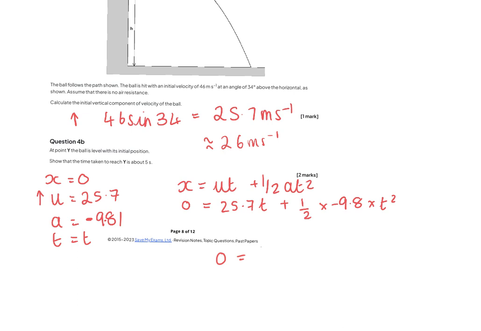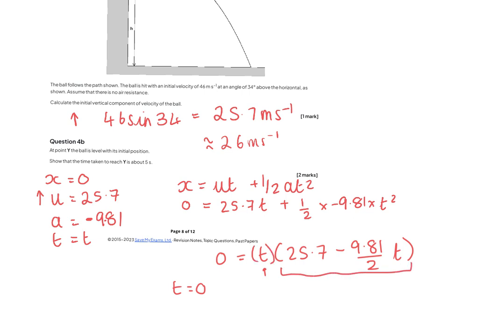and we're going to factorise this equation. So you're going to have a t outside of the brackets, and then we've got 25.7 minus 9.81 divided by 2, and we'll just put a t because it was t squared. So there are two possible solutions to this equation. Either t equals 0, this t here, or this whole bracket equals 0. One of those has to equal 0 for this equation to be true. This is the first time that the ball is at x equals 0, so that's actually when it's hit off at the beginning, t equals 0.